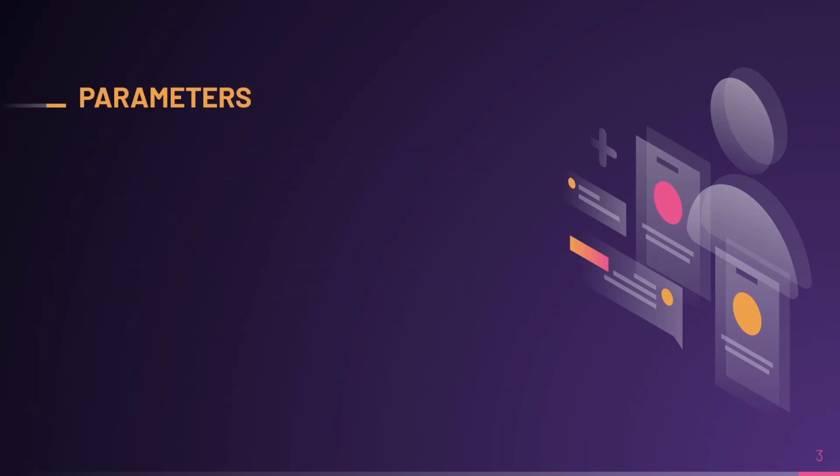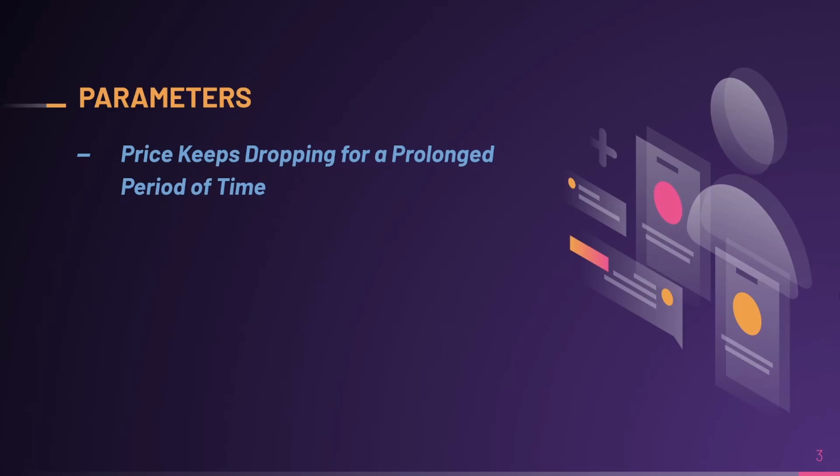So ano ang parameters para sa Bebemon? Okay? So unang-una, price keeps dropping for a prolonged period of time. Important po to. Madalas, ang ginagawa ng mga tao, they zoom in too much. Okay? Tinitignan nila masyadong short term. Iilang kandila lang yung nakikita nila, iilang bars lang. It's important para sa Bebemon that price has been dropping for a while.